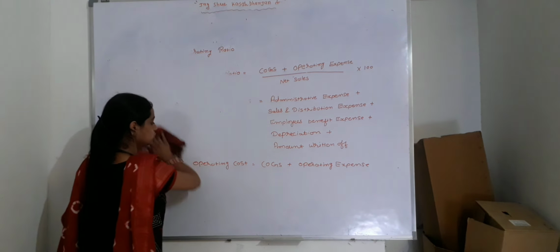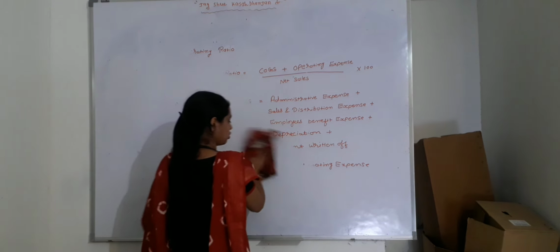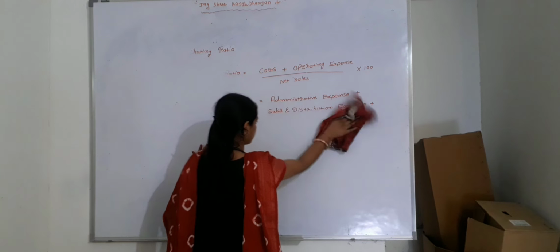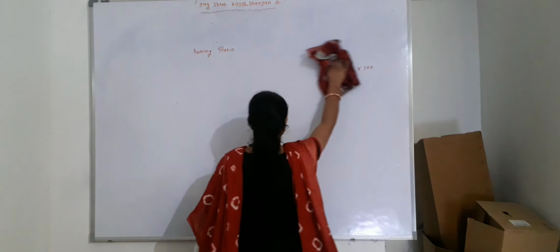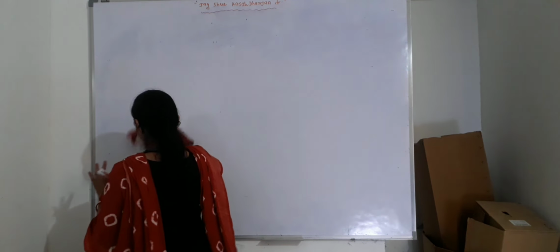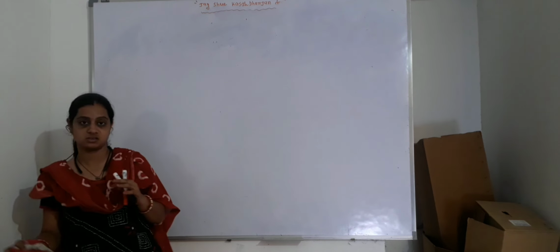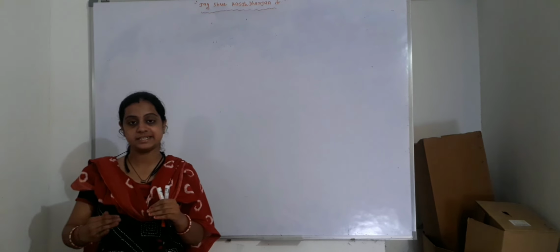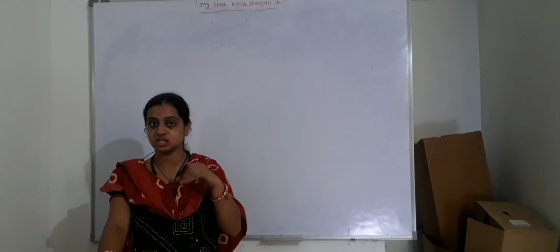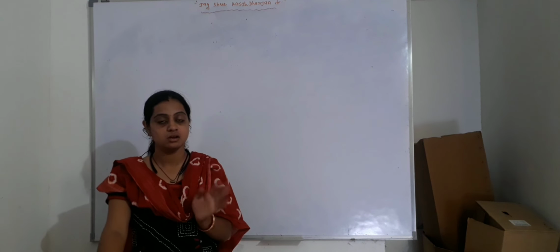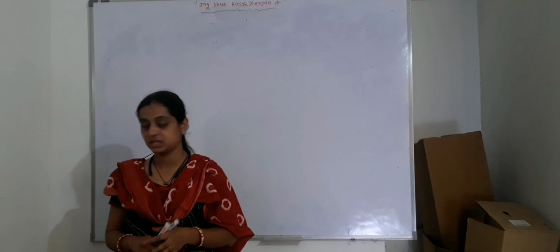Now we'll do sums related to operating ratio, but this is an expense based ratio. So if we get the minimum percentage, means the answer should be in decreasing order, then it is favorable to our business. But if it is in increasing order, then it will be unfavorable to our firm.